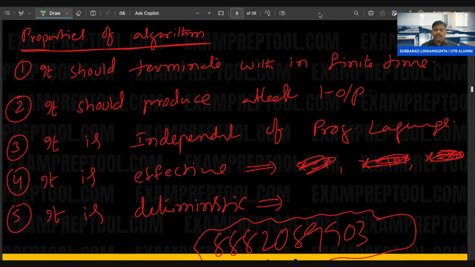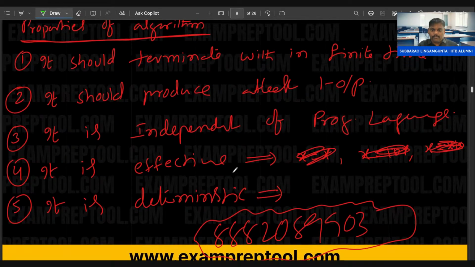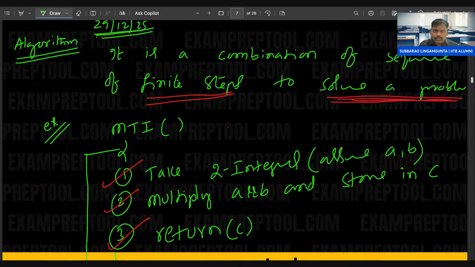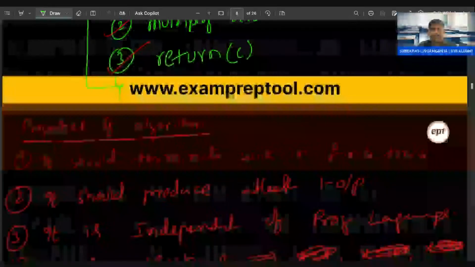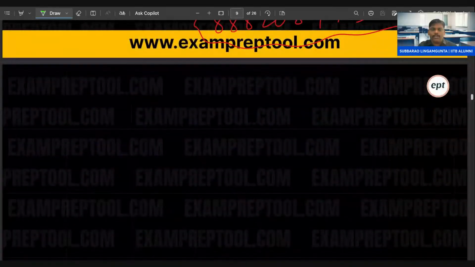Good evening. In the last class, we covered the properties of algorithm. That was yesterday's class, 29-12-25. I gave the definition, an example, and the properties.